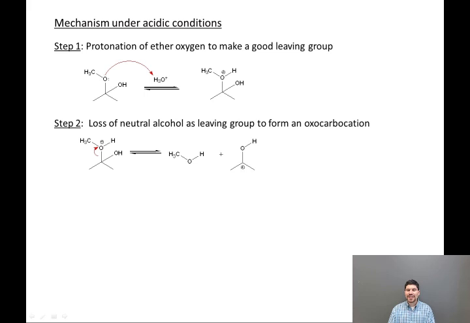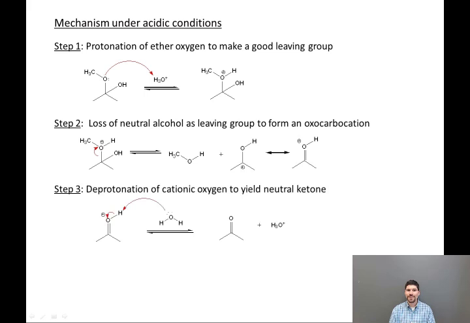Now note that the oxocarbocation has another resonance structure. In the other resonance structure for the oxocarbocation, in which the positive charge is on oxygen, this second resonance structure is simply a protonated carbonyl group. So then step 3 is simply deprotonation of the cationic oxygen to yield the neutral ketone.